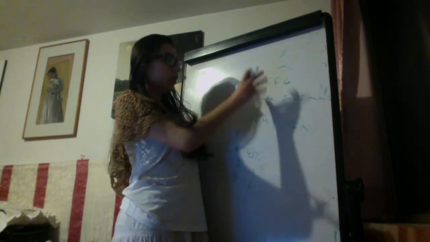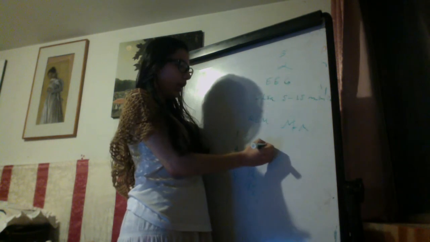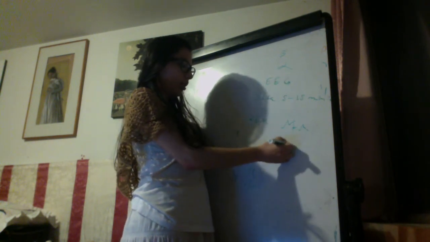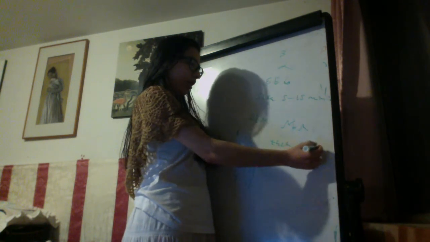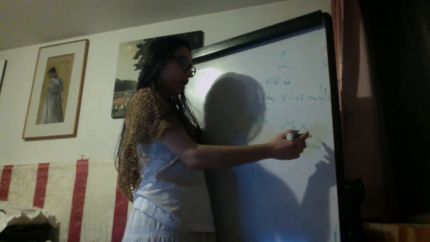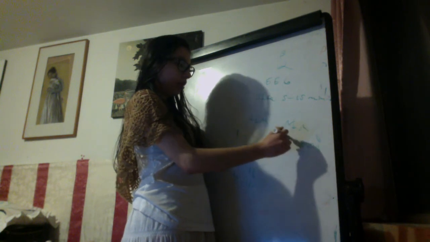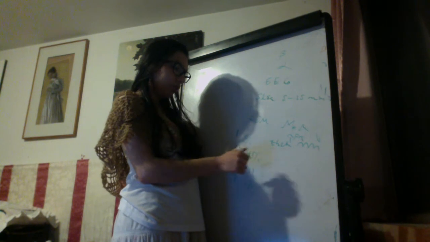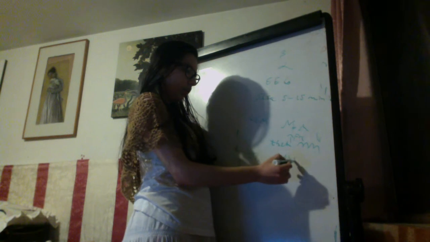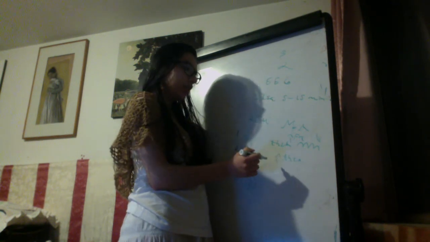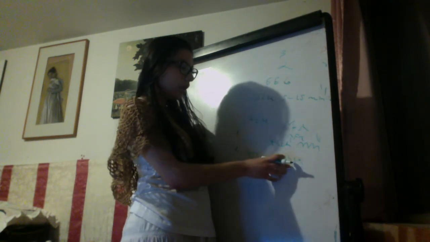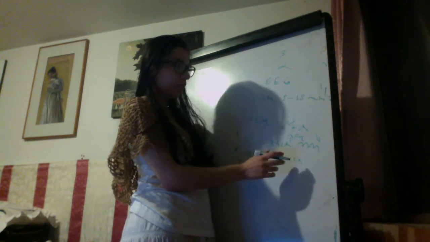In the first stage of non-REM, the alpha waves begin to disappear, and there is the appearance of theta waves. Theta waves are like this: low amplitude and high frequency. As we go on to stage 2, there is a little more increase in theta waves. The amplitude increases a little bit, and we have two characteristic patterns.